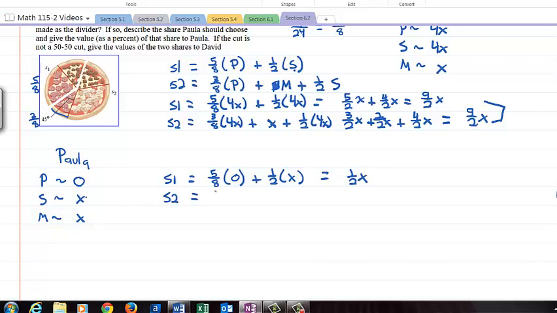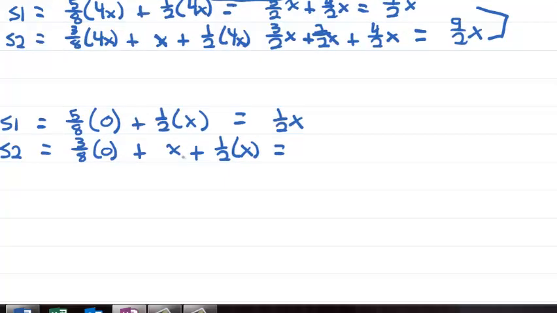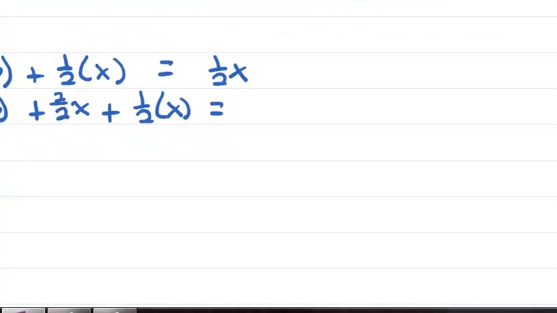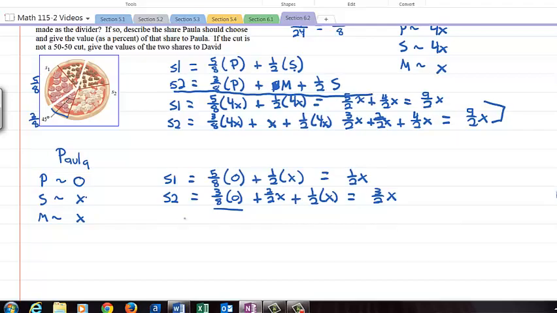S2, that's going to be 3/8 on the pepperoni, that's 0, plus, well, right here, the mushroom is going to be x plus 1/2 of the sausage. Well, that's 1 plus 1/2, again with common denominator 2 over 2, so that's 3/2, and then this one here is 0, so 3/2 x. Okay. The total pizza, 1/2 x plus 3/2 x. 1/2 plus 3/2 is going to be 2x.